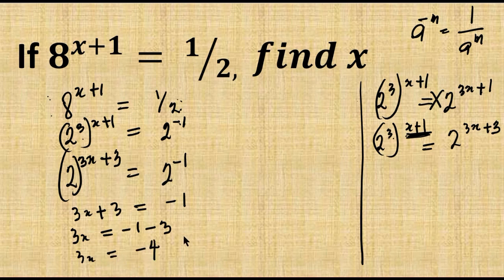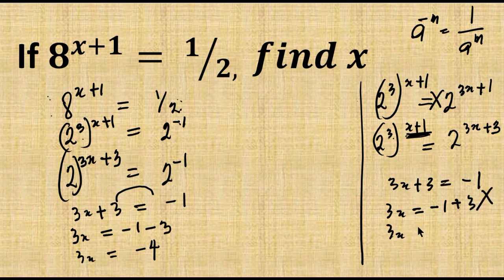Now let me point out another mistake students make when treating this 3. Instead of 3 coming here to become minus 3, some students will turn this 3x plus 3 equals minus 1 into 3x is equal to minus 1 plus 3. Please don't do this. While others will say 3x is equal to 3 minus 1. Still the same mistake. Don't do this. Rather, do this: 3x is equal to minus 1 minus 3, so that 3x is equal to minus 4.